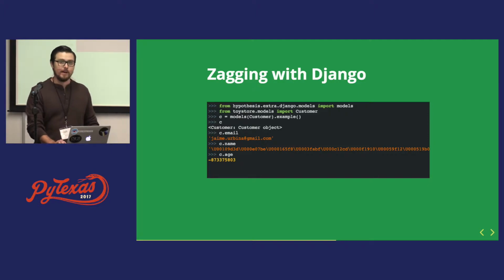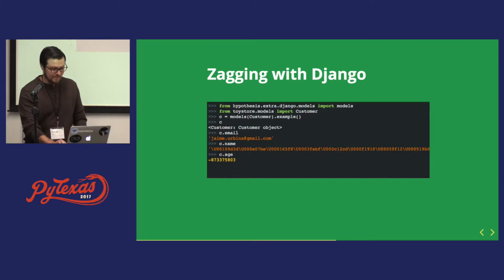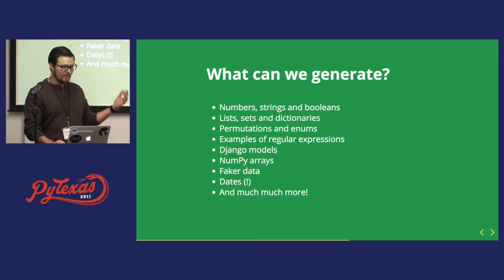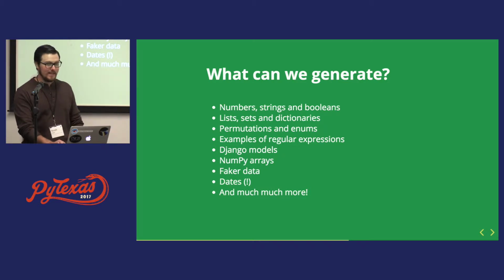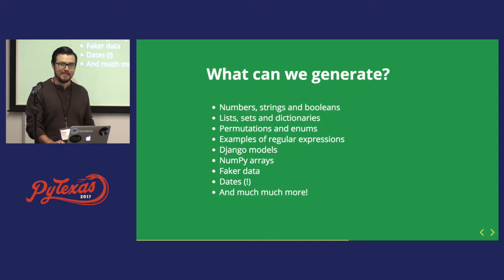This is less code than Factory Boy. I don't know, does anybody here use Factory Boy for test fixtures right now? It's cool, but this is easier, and it's going to give you a lot more confidence at the end of the day, I think. Just a quick list. We can do all this stuff. Like, I just want to say dates, right? If you have a hard-coded date in your test, you should be a lot more scared than you are right now.